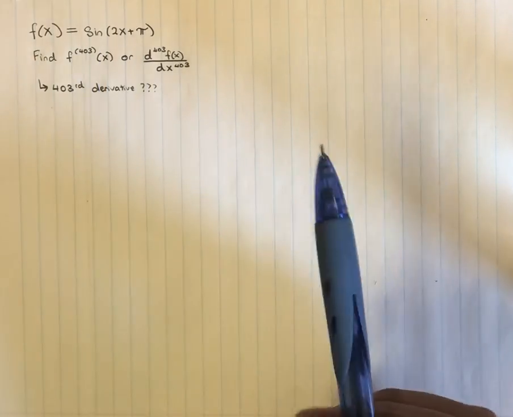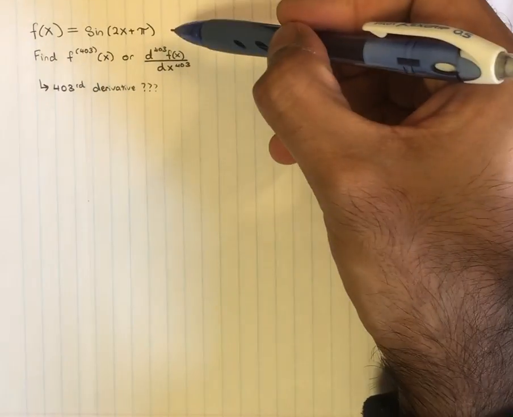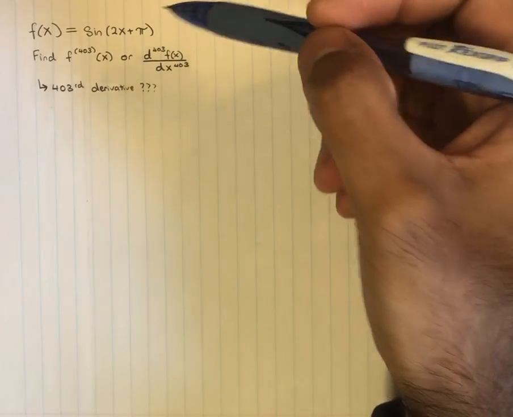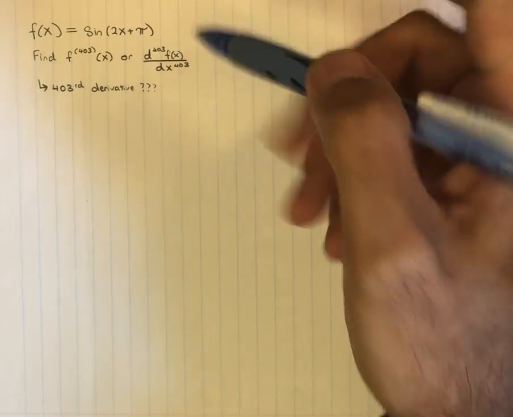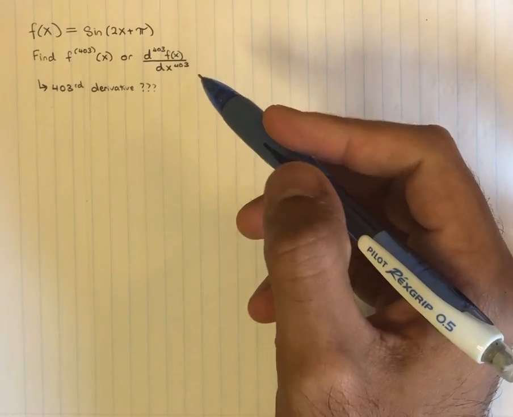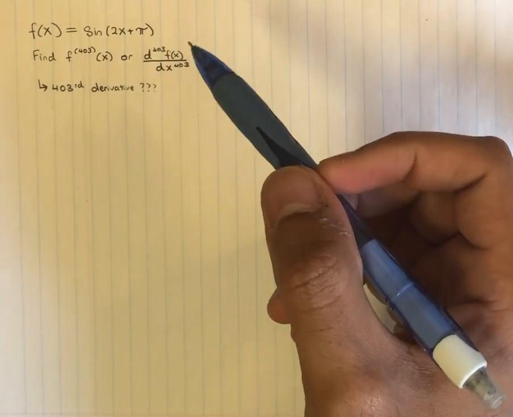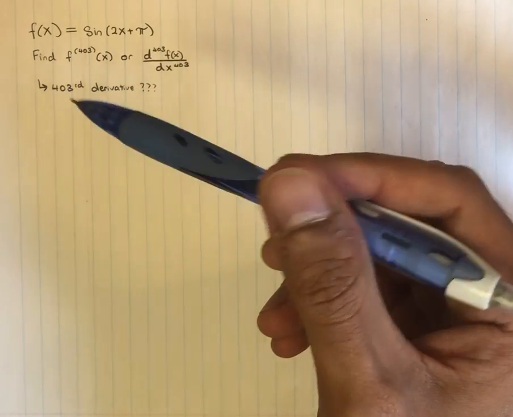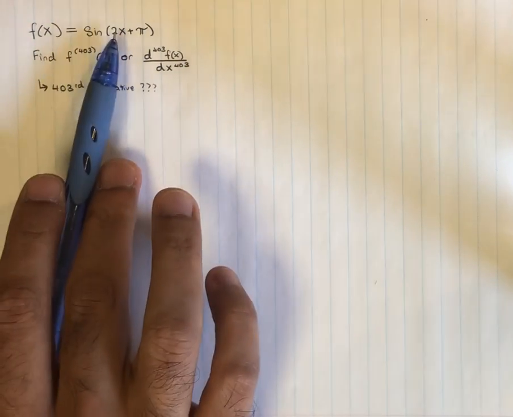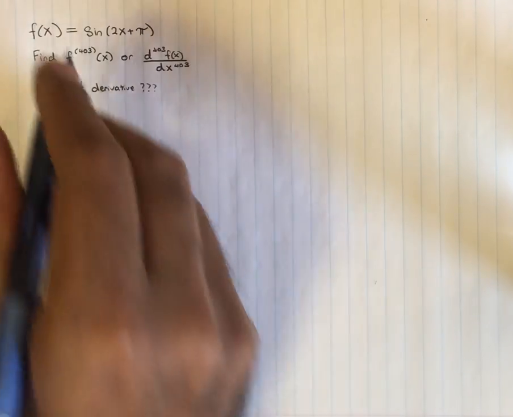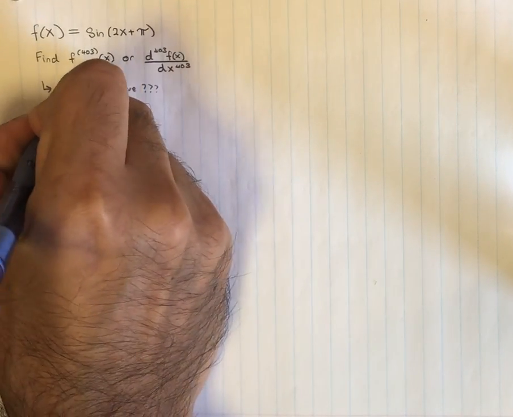So the one thing I notice about sine is that when I take the derivative of sine, it becomes cos. Then take the derivative again, it becomes minus sine. And then one more time becomes minus cos. So the trick would be to take the first few derivatives and see if we can spot a pattern here. So I'm just going to start off by taking the first few derivatives.